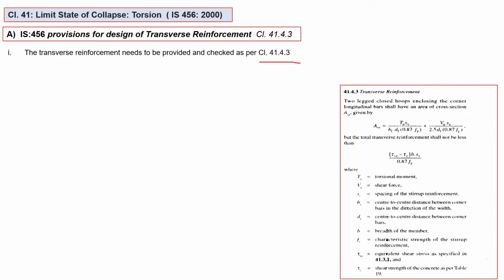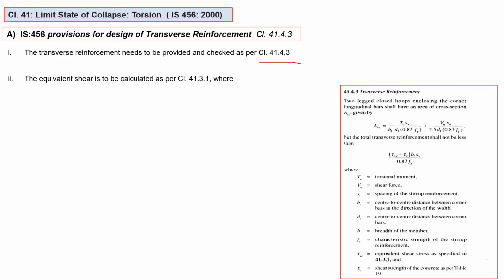So what this clause is saying: two-leg closed hoops enclosing the corner longitudinal bars shall have an area of cross section Asv. So this is the formula which gives you the guideline regarding the area of the transverse reinforcement required. But the total transverse reinforcement shall not be less than that calculated by this formula. So each abbreviation has its own importance.